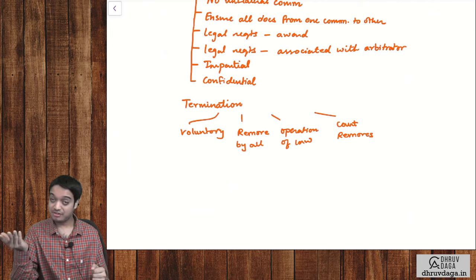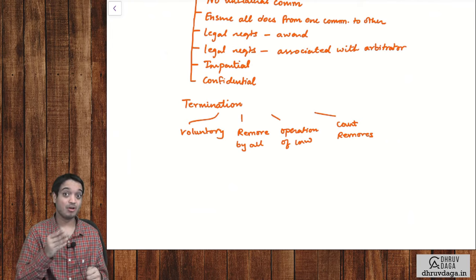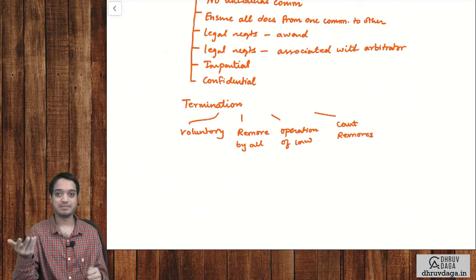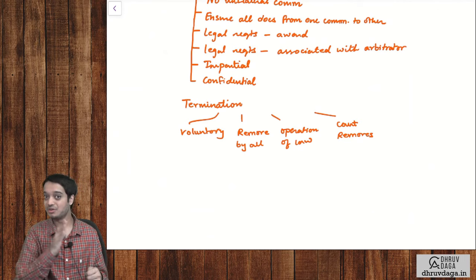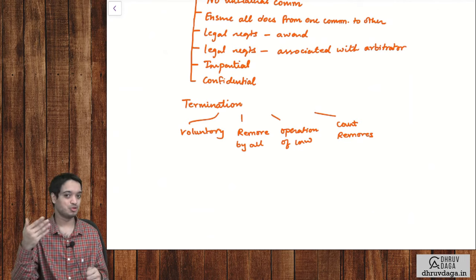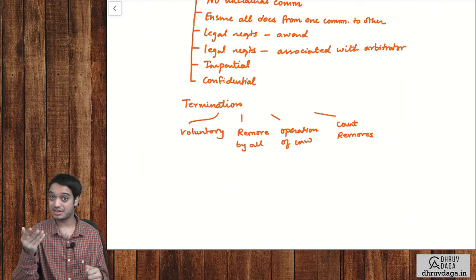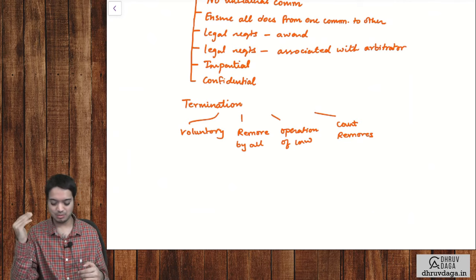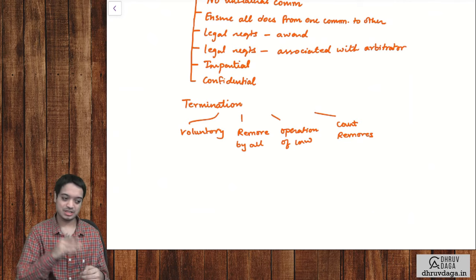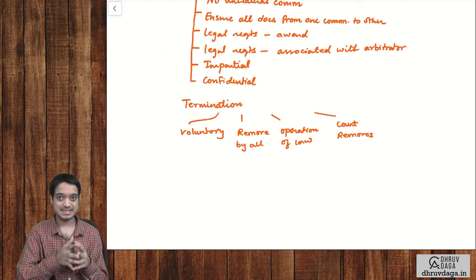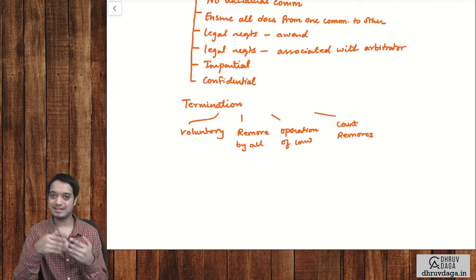Can an arbitral tribunal be terminated? Yes. Arbitration is voluntary, it's a personal agreement. So if the arbitrator doesn't want to continue, he cannot be forced to continue. It's a personal agreement, he can resign, and therefore the arbitration or the arbitrator comes to an end. You can appoint somebody else if you want. Removal by all. Just one party cannot remove the arbitrator. All of the parties decide that they want to remove the arbitrator. Go ahead, remove the arbitrator.